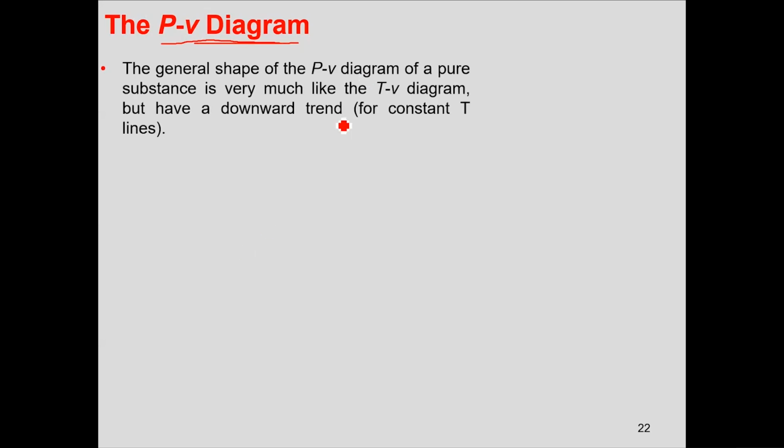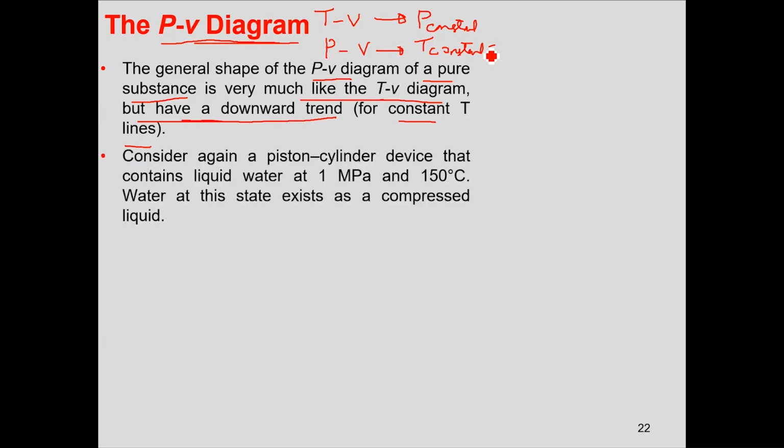It says that the general shape of the PV diagram of a pure substance is very much like the TV diagram, but it has a downward trend for constant temperature lines. In T specific volume diagrams, you had constant pressure lines. In pressure specific volume diagrams, you would essentially be having constant temperature lines. All right. Very good.